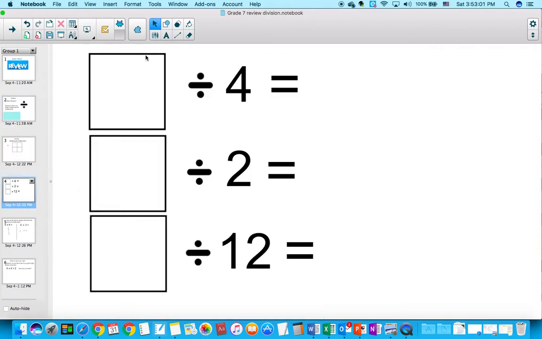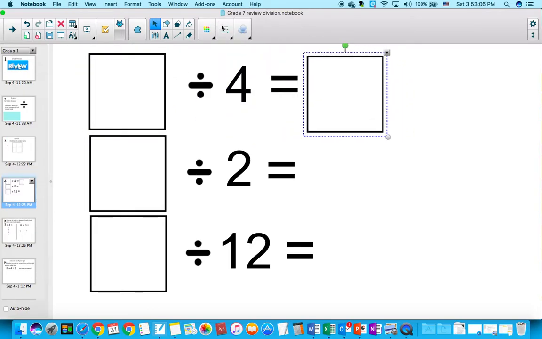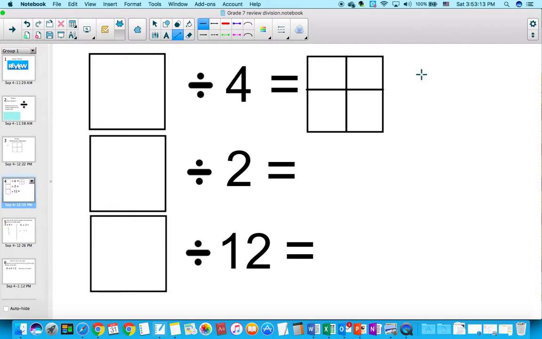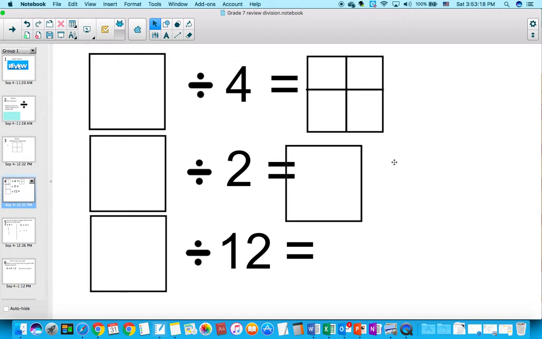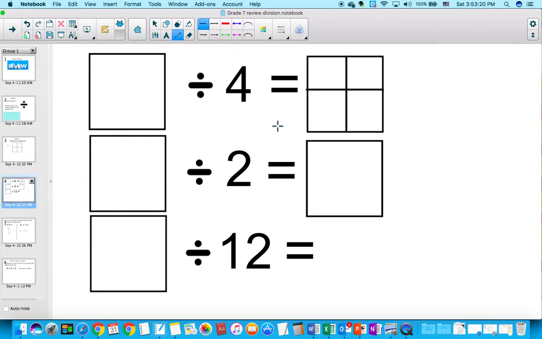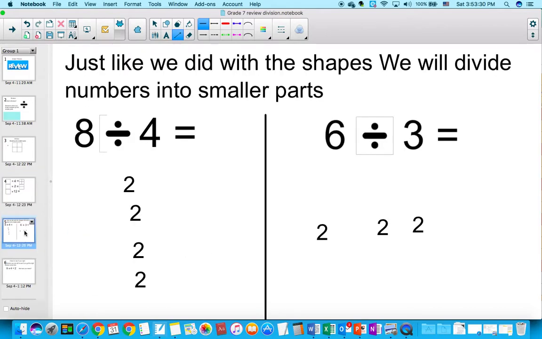So let's take this square and divide it by 4. We showed you how to do this already. You take the line, there you go, and you draw, and that's the square divided by 4. Let's take the square again and divide it by 2, just like before. You cut it in half. And if you divide it into 12, you make it into 12 equal pieces. Well, you can do that with numbers. Just like we did with shapes, we can divide numbers into smaller groups.